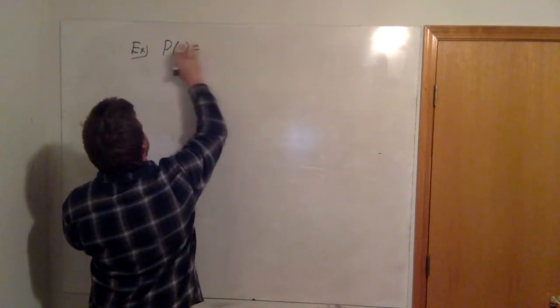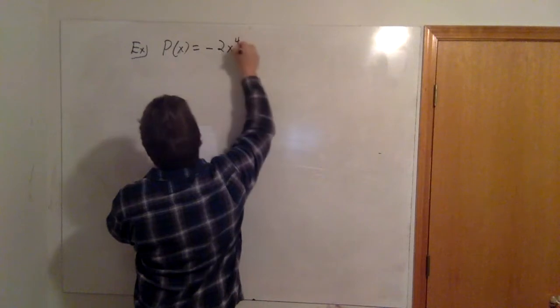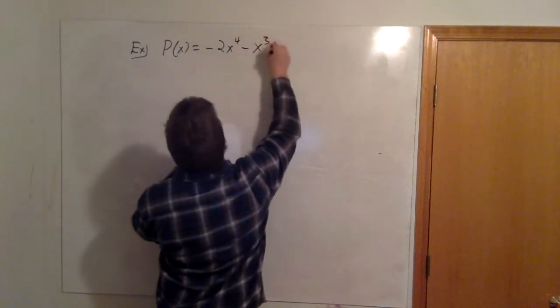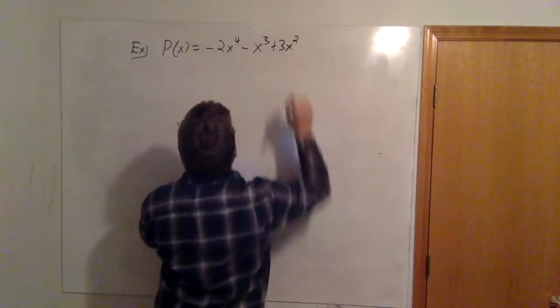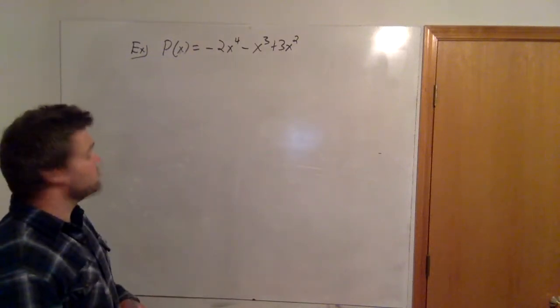which is equal to, let's say, negative 2x to the fourth minus x cubed plus 3x squared. Go ahead and pause the video and try to graph this for yourself first before we do it together.